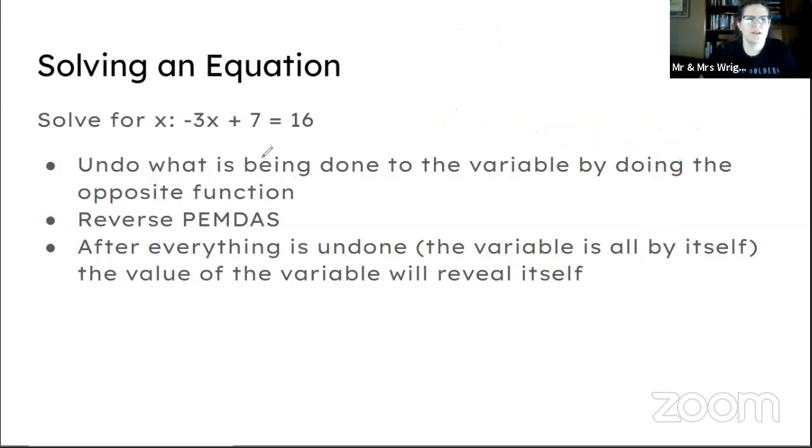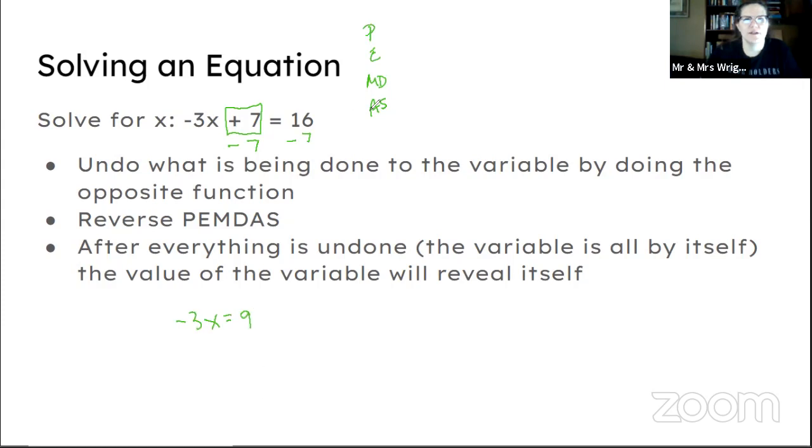All right, so I need to identify where my variable is. It's right here. So if I'm going to undo PEMDAS, I need to start by undoing any addition and subtraction first. So that means I want to undo right here my plus 7 first. How do I undo an addition problem? I'm going to subtract 7 from both sides. And so that means I'm going to be left with negative 3x equals 9.